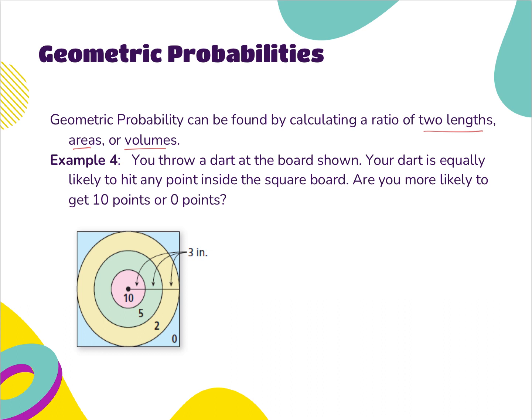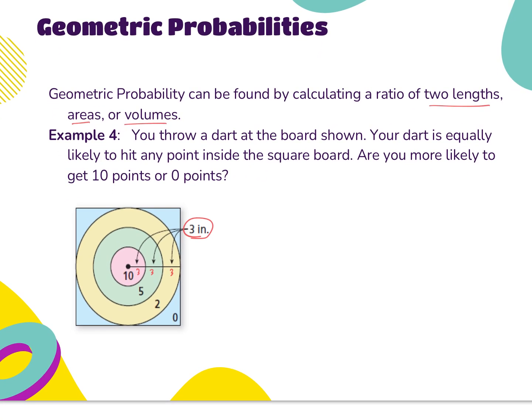So again, you throw a dart at the board shown. Your dart is equally likely to hit any point inside the square board. Are you more likely to get 10 points or 0 points? So first of all, 10 points means it landed in the red section. I remember this problem here. My students sometimes thought that the 3 inches meant that the radius here was 1, 1, and 1, which added up to 3. Other students interpreted it to mean that each section is 3 units long. I did it that way. It doesn't really matter whether you do the 1 or the 3, as long as you're consistent, but I'm going to solve it assuming it meant 3 for each piece.